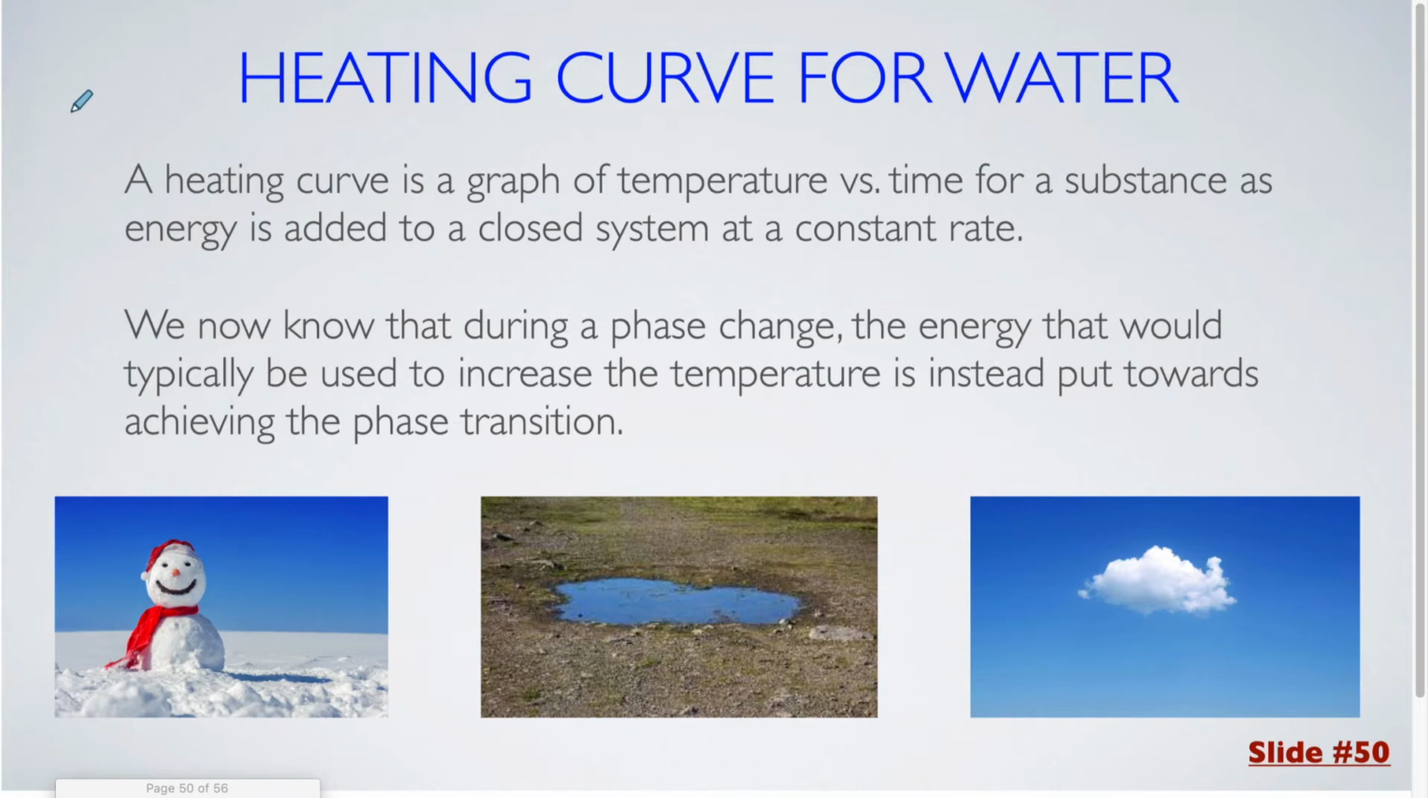A heating curve is a graph of temperature versus time for a substance as energy is added to a closed system at a constant rate. We now know that during phase changes, the energy that would typically be used to increase the temperature is instead put towards achieving a phase change. So that's what we had on our first slide with our checkpoint. We know that the temperature is going to be constant whenever we are melting or freezing or condensing or evaporating.